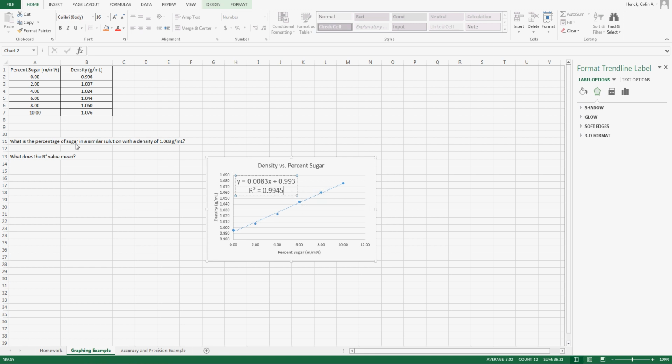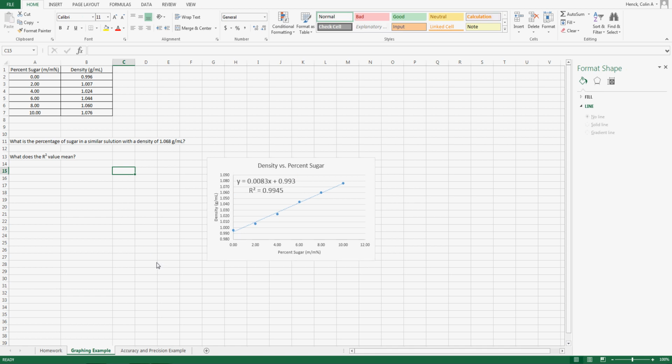So here it says, what is the percentage of sugar in a similar solution with a density of 1.068 grams per milliliter? Well, density is a y value, so I want to solve this equation for x. And believe it or not, you can actually use Excel to do this. If you would like Excel to do math, you have to type in equals. So we type in the equal sign.